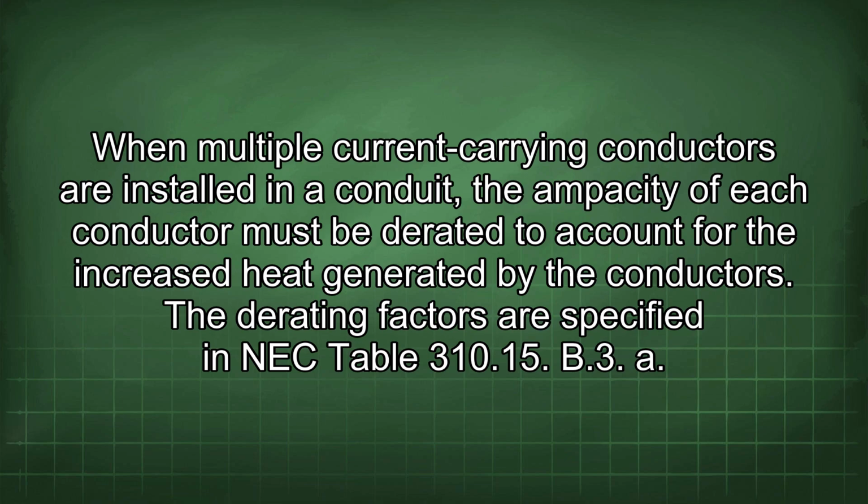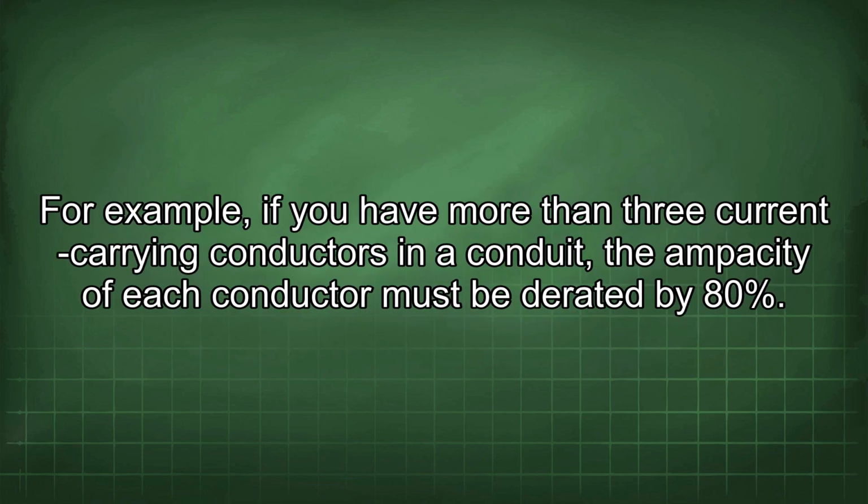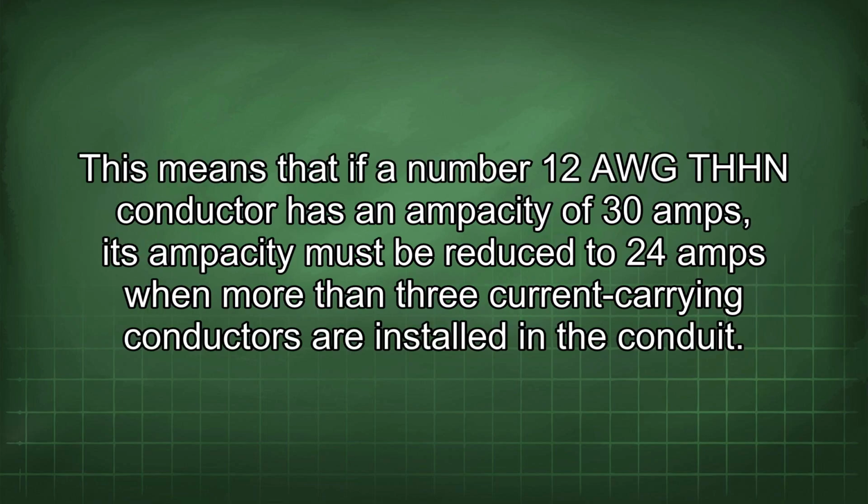For example, if you have more than 3 current-carrying conductors in a conduit, the ampacity of each conductor must be derated by 80%. This means that if a number 12 AWG THHN conductor has an ampacity of 30 amps, its ampacity must be reduced to 24 amps when more than 3 current-carrying conductors are installed in a conduit.